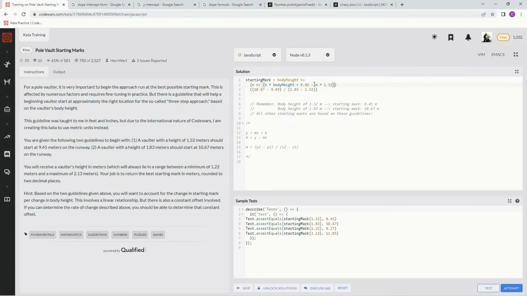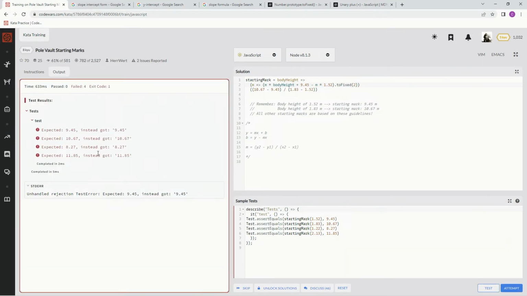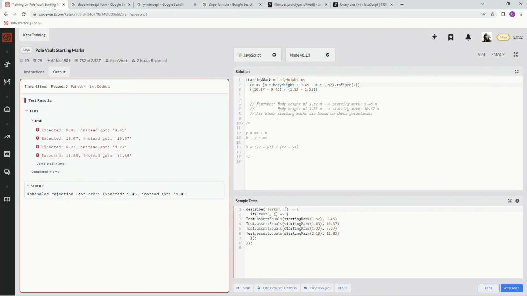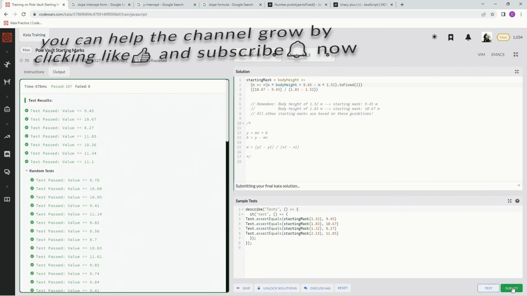So let me do that real quick. Let me put toFixed 2, but right now, if I test it, it's going to come out as a string, as you see here, but we needed numbers. So that's why we use the unary plus, which precedes its operand and evaluates to its operand, but attempts to convert it to a number if it isn't already. So converting it into a number is the main thing we're using it for. So we come over here, push plus, let's test it out. Great. Attempt it. Awesome. Submit it.